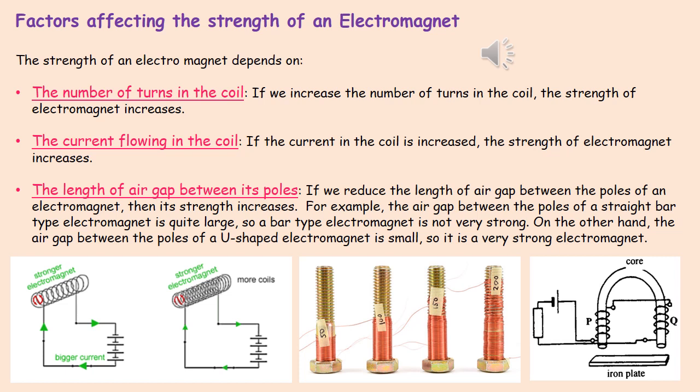For example, the air gap between the poles of a straight bar type electromagnet is quite large, so a bar type electromagnet is not very strong. On the other hand, the air gap between the poles of a U-shaped electromagnet is small, so it is a very strong magnet. Both are seen in the diagram. Please note.